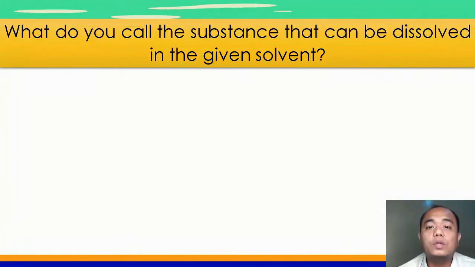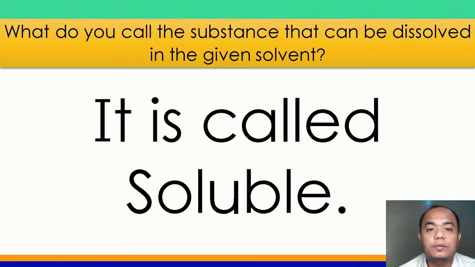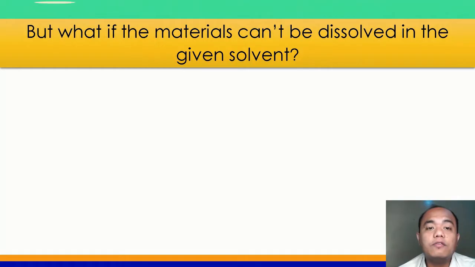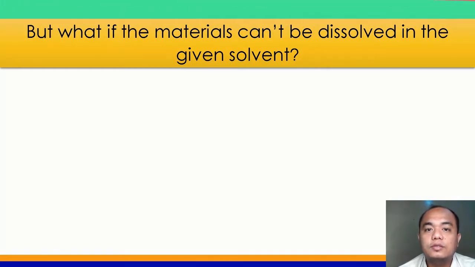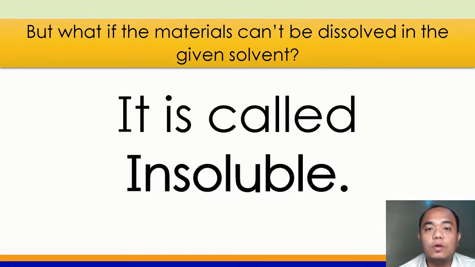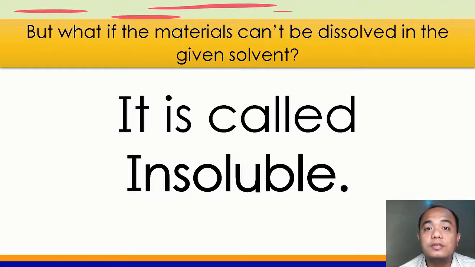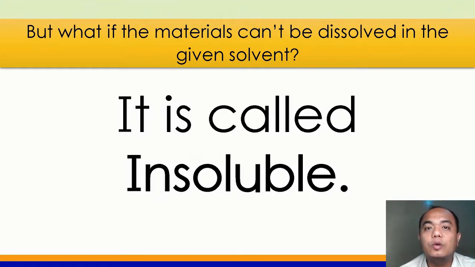Okay, what do you call the substance that can be dissolved in a given solvent? Correct, it is called soluble, matunaw. What if the material cannot be dissolved in the given solvent? So the material is insoluble, dili matunaw. Now, what are the different factors affecting solubility? Let me give you again this video presentation.